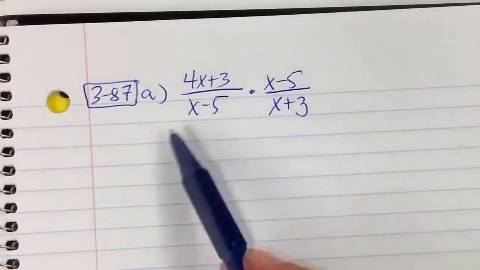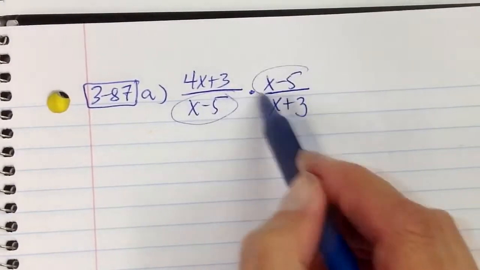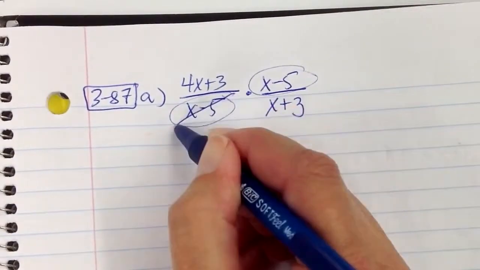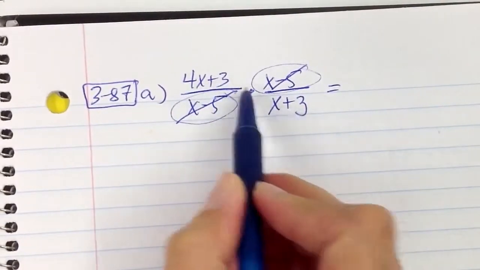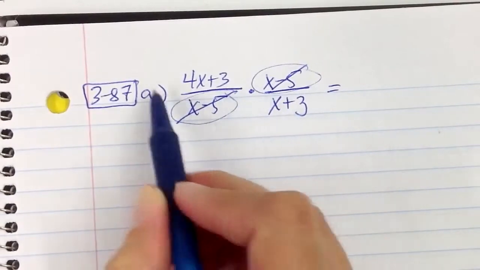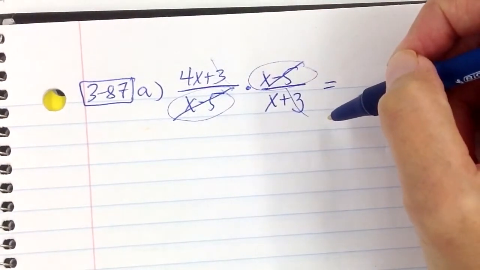Is there anything in the same that we can cross-cancel? Right, you want to look at the whole factors. Those two are the same, the x minus 5. So let's cross-cancel those. You can't cancel the 3's in here because this has a 4x plus 3 and this just has an x plus 3. They're not the same. Okay, you cannot do that. Don't cancel the 3's. That would be very bad.